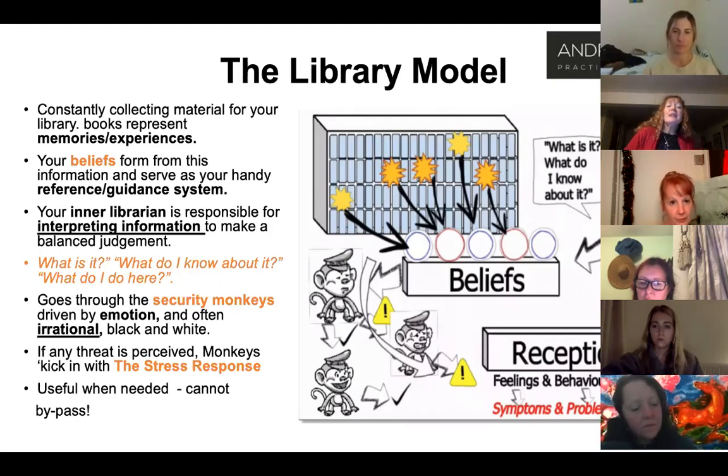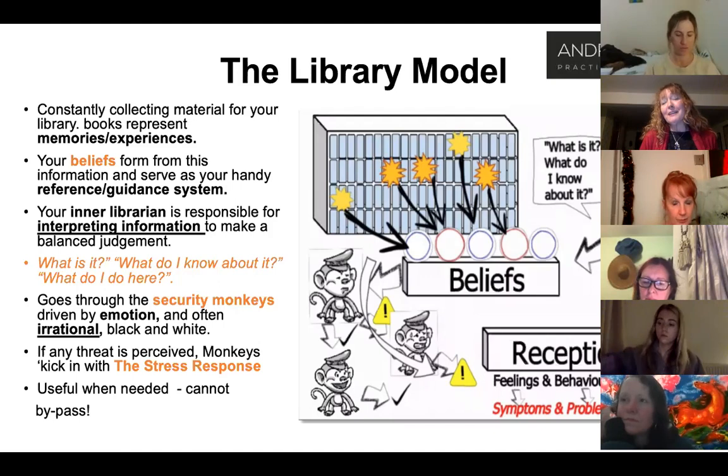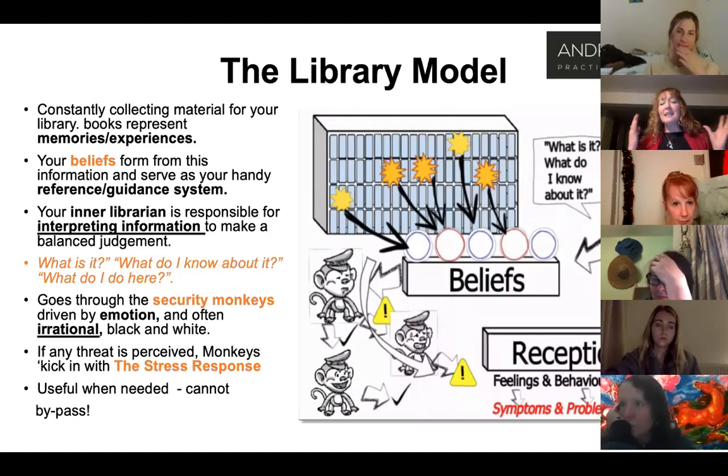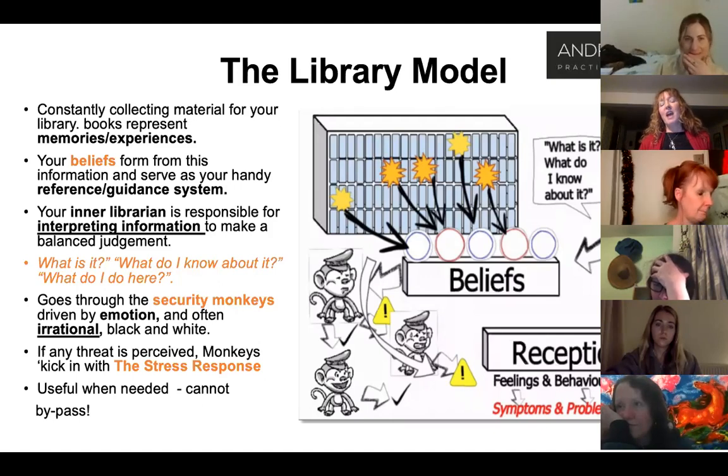And your inner librarian is responsible for making sense of that information and making a judgment. Sometimes the judgment we make isn't always right, and sometimes it can be quite negative. A lot of that will be based on past experiences or memories that we trigger in that library. So you've got this inner librarian. If you look at him down there, you could think of him as almost your mind. He's the rational, analytical part, trying to work out what to do with everything.